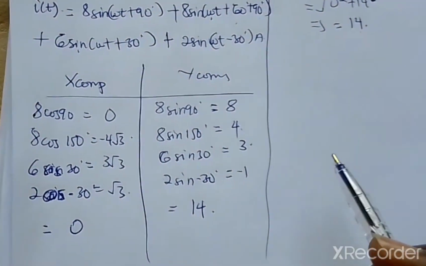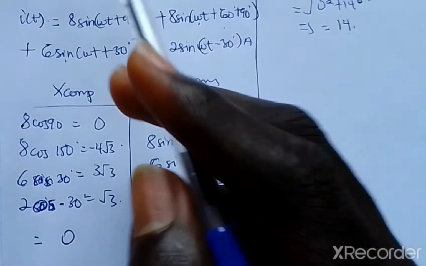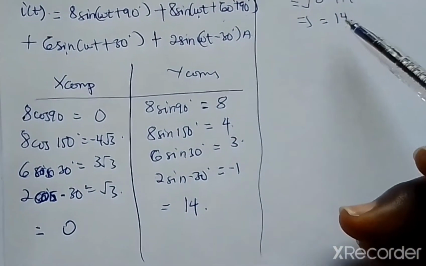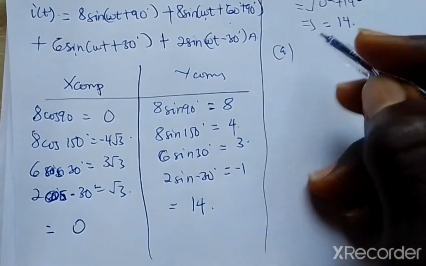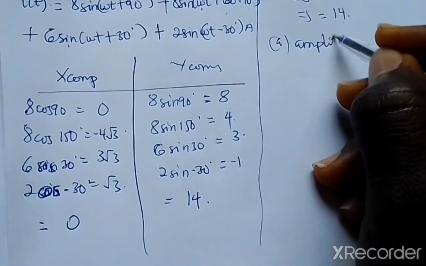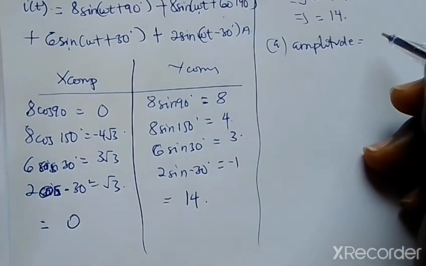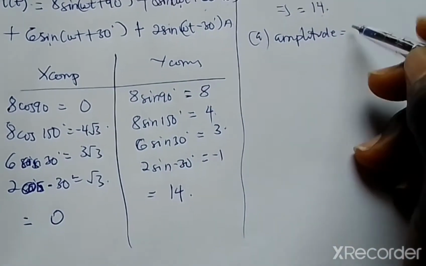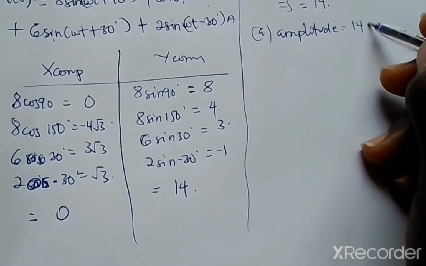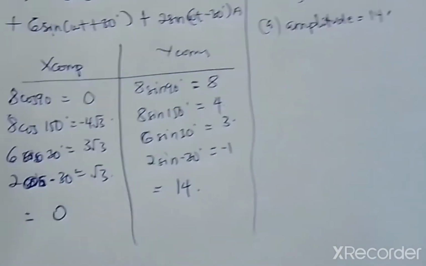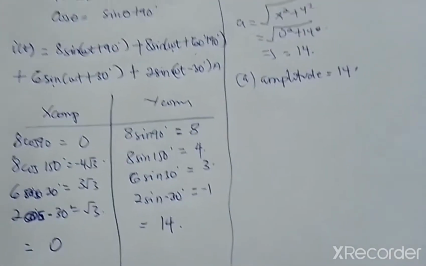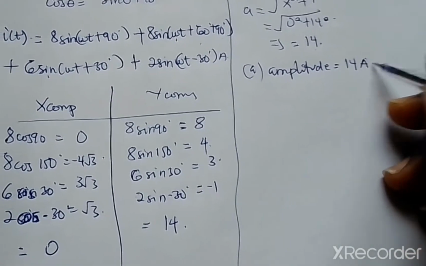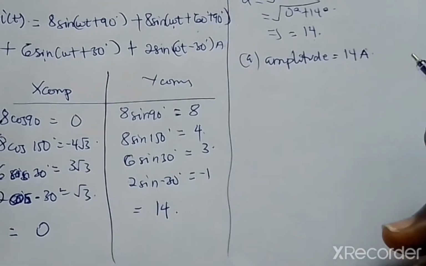Now let's see the phase angle. So for the amplitude, the A part, it is answered here. We have to find the amplitude of the current. So it's equal to 14, the maximum value of the current. Since it is current, let's add amperes as the unit. So you have the amplitude equal to 14 amperes.